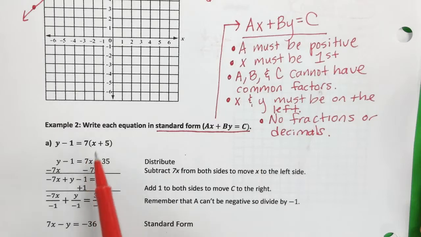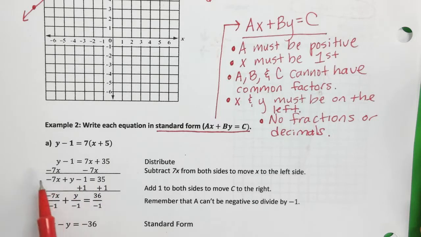So looking at this example, it's already worked out for you. Always the first thing you're going to have to do is distribute, and then work on getting your x and y on the left and constants on the right. And then you see the very last step, a was negative, so what did they have to do to get rid of the negative? You can either multiply or divide by -1, whichever one you want to do.